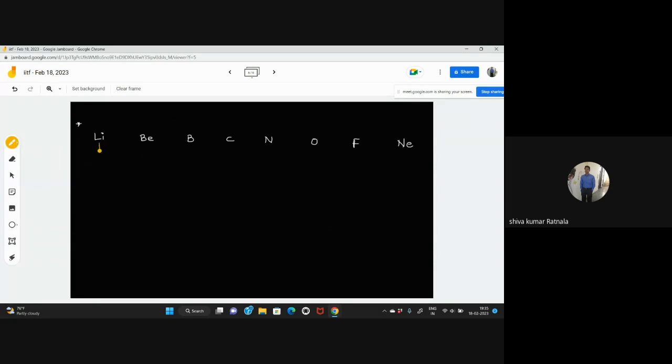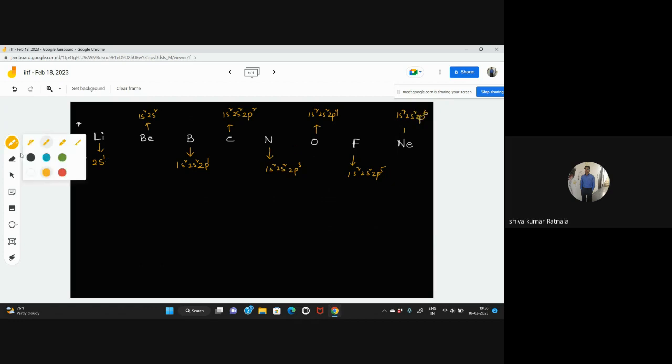Let me write the configurations. Lithium: 1s2, 2s1. Beryllium: 1s2, 2s2. Boron: 1s2, 2s2, 2p1. Carbon: 1s2, 2s2, 2p2. Nitrogen: 1s2, 2s2, 2p3. Oxygen: 1s2, 2s2, 2p4. Fluorine: 1s2, 2s2, 2p5. And neon: 1s2, 2s2, 2p6.